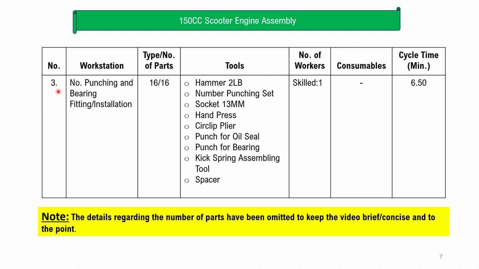Process number 3, number punching and bearing fitting. Over here, the type of parts are 16 and the number of parts are also 16. The tools required are hammer 2 pound, number punching set, socket 13 millimeter, and press, circlip plier, punch for oil seal, punch for bearing, kick spring assembly tool, and spacer. Skilled worker 1 and the overall cycle time is 6.50 minutes.